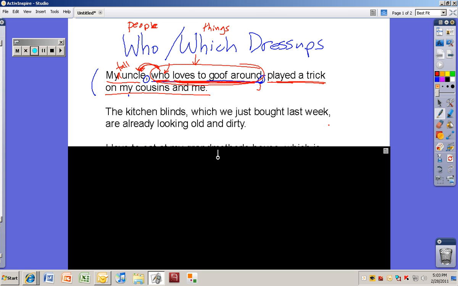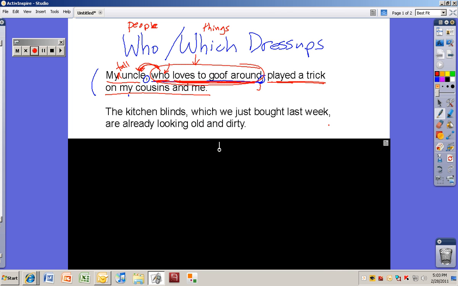So here's another sample sentence. The kitchen blinds, which we just bought last week, are already looking old and dirty. Okay, again, my original sentence said the kitchen blinds are already looking old and dirty. That's the original sentence.